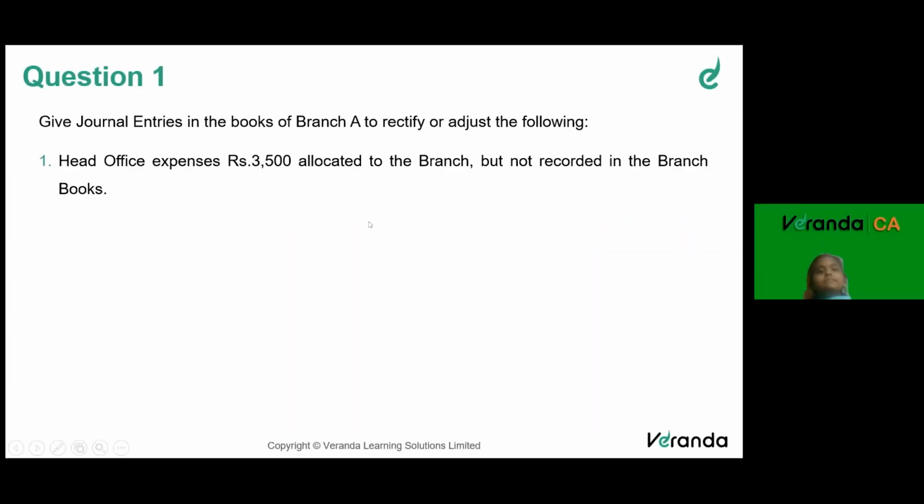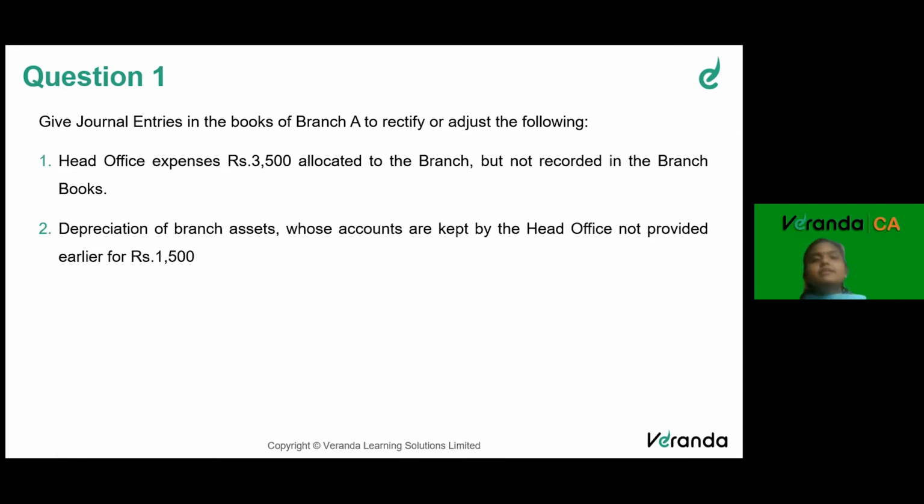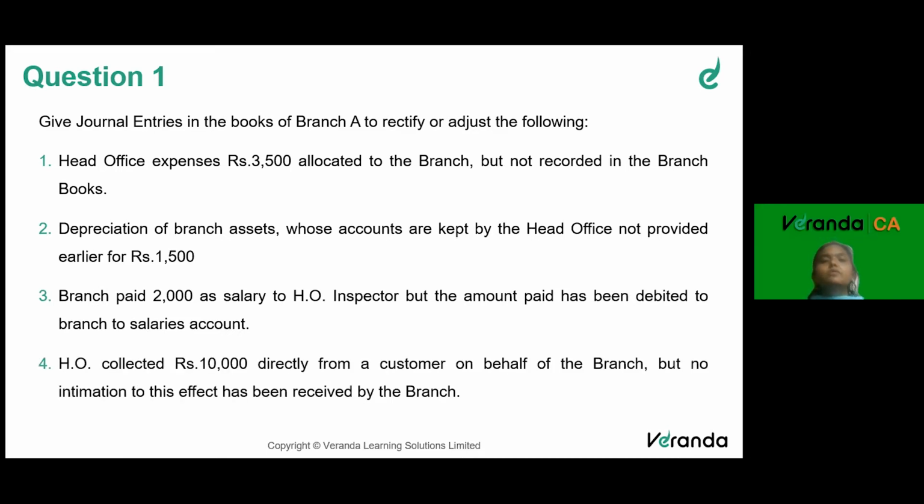So the first question: give the journal entries in the books of branch A to rectify or pass certain adjustments for the below expenses which have been missed out. Normal entries have been passed, but only the rectification entries are required to be noted in these cases. So we need to only account them. What are they? Head office. So branch is under the control of head office.